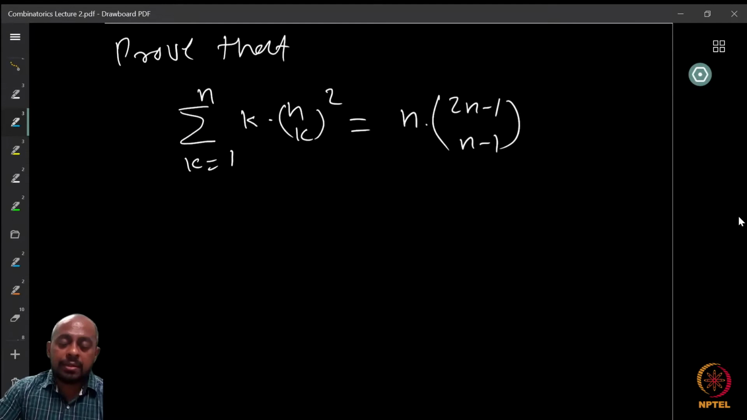Here is another question for which I want to find a combinatorial proof. Prove the identity: the summation from k equal to 1 to n of k times n choose k, whole squared, is equal to n times 2n minus 1 choose n minus 1.